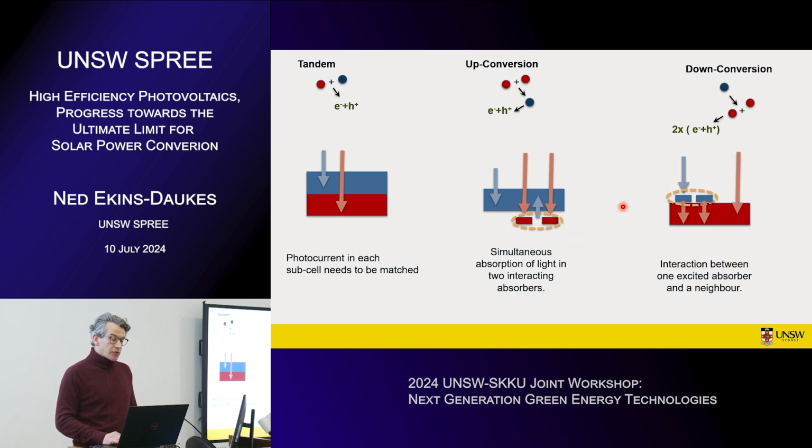Downconversion, on the other hand, you put something on the top of the cell, it absorbs blue light, which has an excessive energy, and then you can produce two excitations from that. So you effectively split the energy in your high energy photons. Now, what's wrong with upconversion? Upconversion requires you to have two photons that arrive simultaneously. Now, what do I mean by simultaneously? It means that I've got something which I can excite, and then I need to have a neighbor which I can also excite within the lifetime of the first excitation.